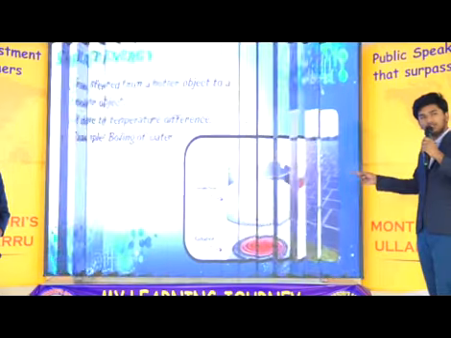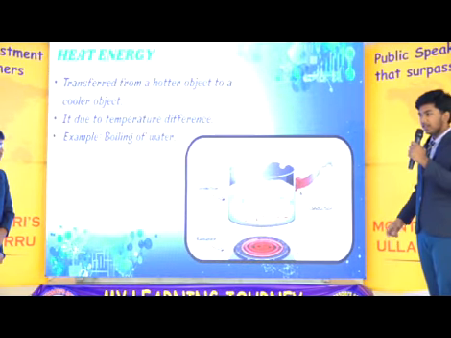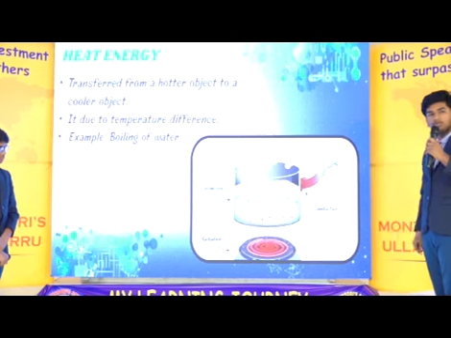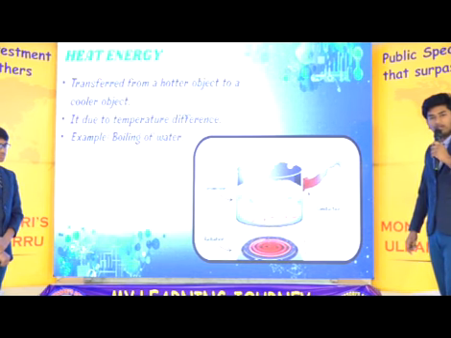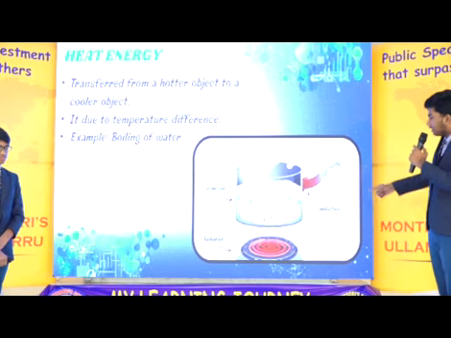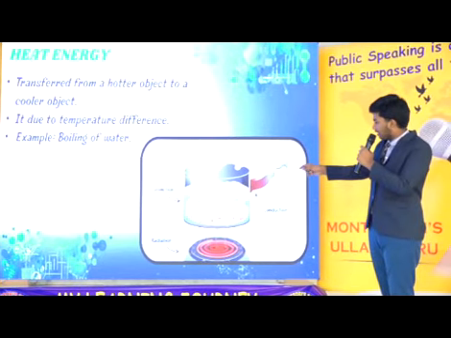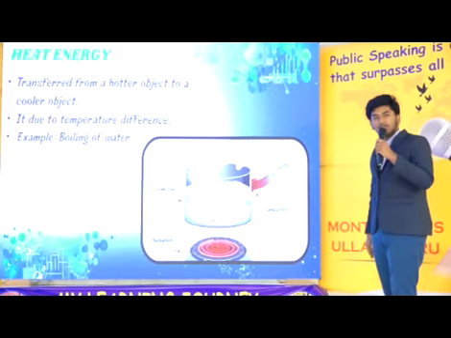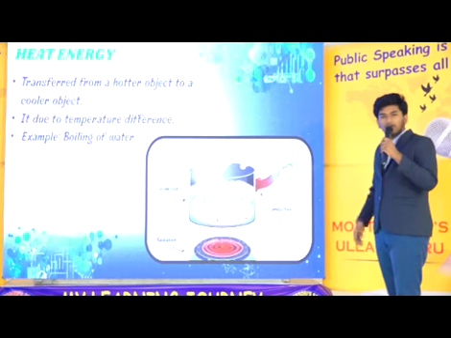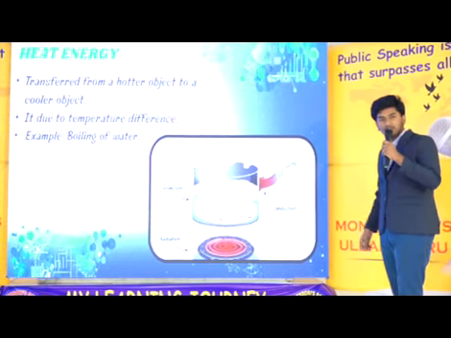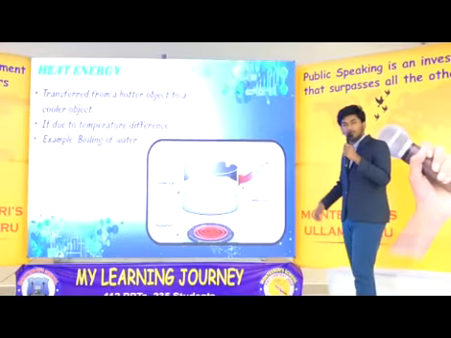And now we will discuss about heat energy. Heat energy is the energy that transforms the heat from the hotter object to a colder object due to temperature differences. For example, we can see in this picture here heat is transferred in 3 types. They are radiation, conduction and convection. Radiation is the transfer of heat from the stove and conduction is the transfer of heat through the metal pan and convection is the transfer of heat inside the water.